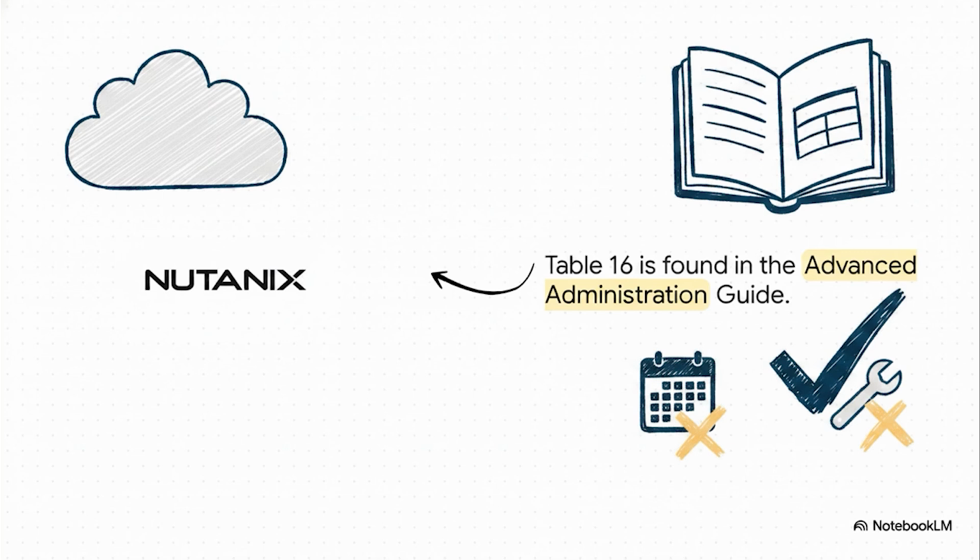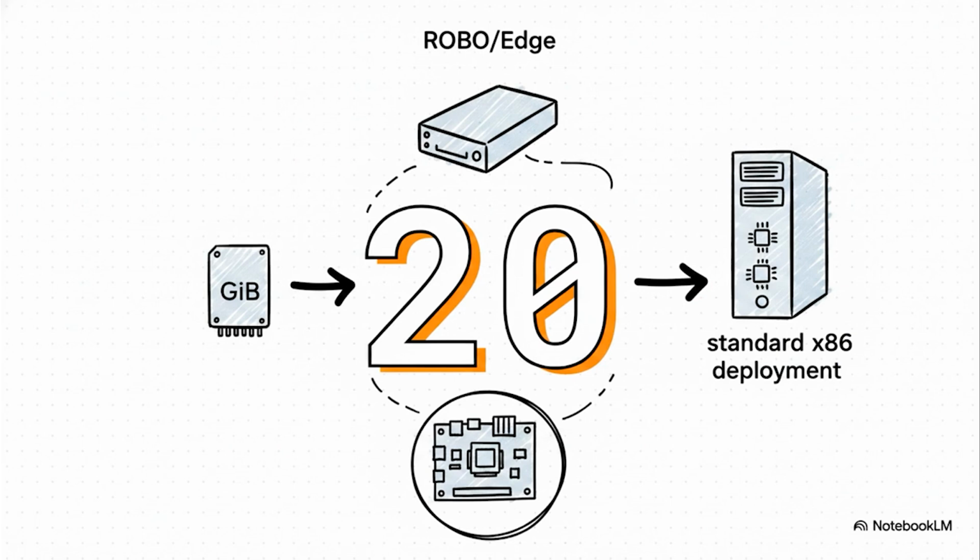Table 16, CVM field specifications. It lives in the Advanced Administration Guide. If an exam question asks where to find the baseline logical core and vRAM specs per platform, this guide is exactly where you look. Not the release notes, not the hardware manual. The Advanced Administration Guide.